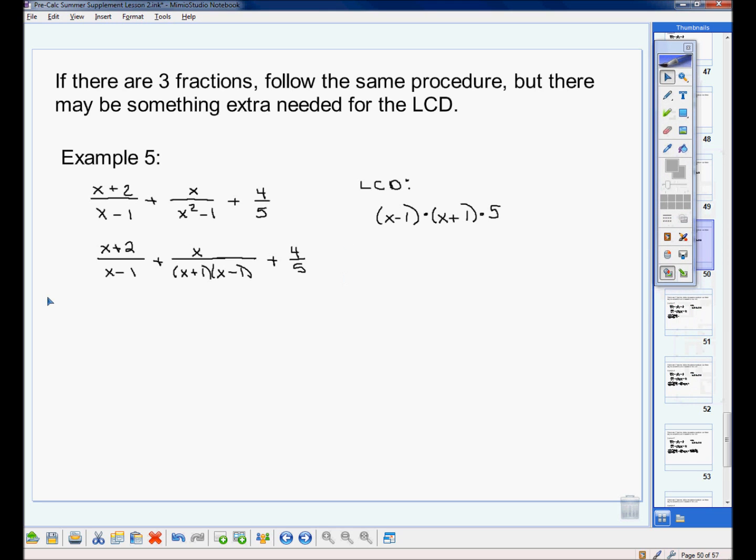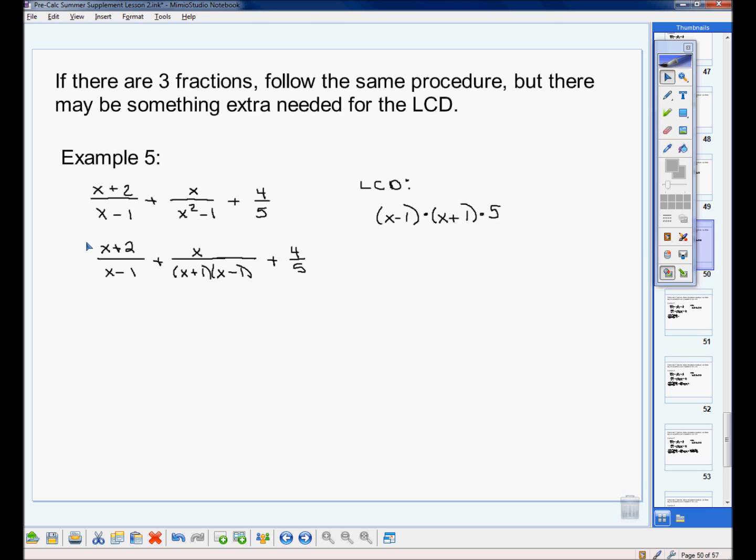So our least common denominator includes what's here that's not here, and then what's here that's not in either one of those locations. So here's our least common denominator. So now we need to make sure that they all match. So this first one, what's it missing? It has the x minus 1, but it still needs an x plus 1 and a 5.